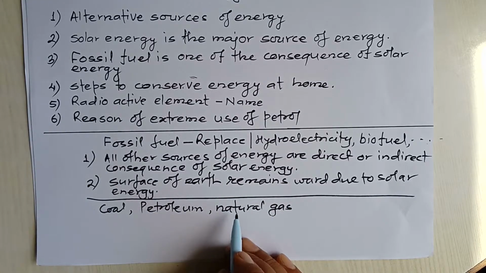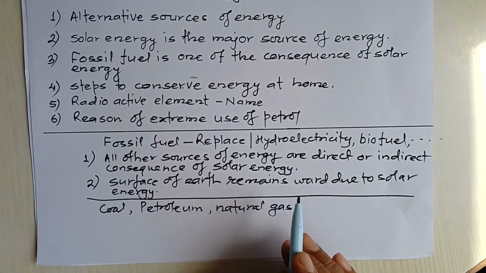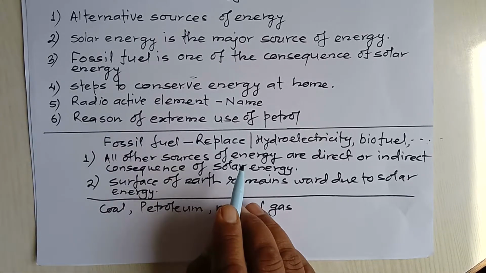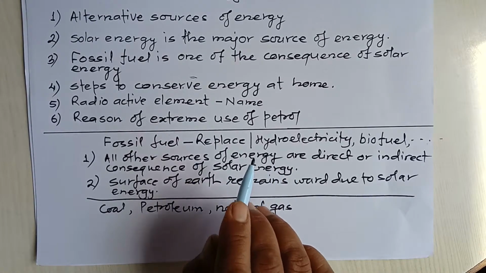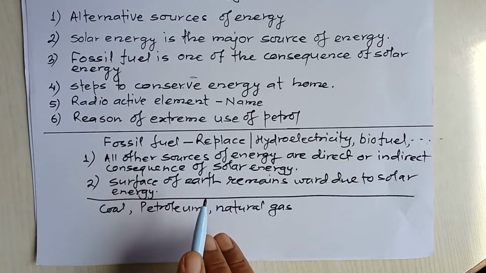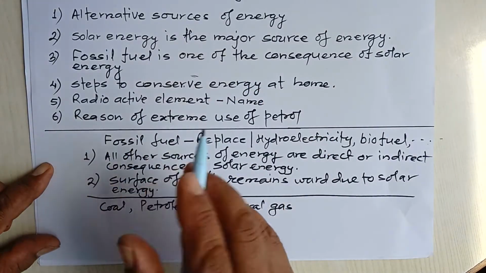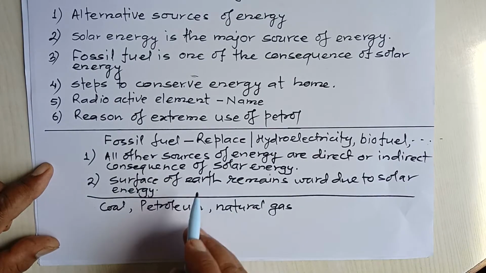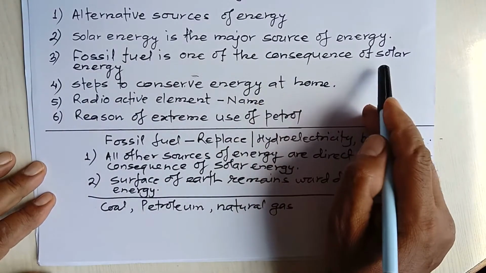Coal forms from the plant body, and petroleum and natural gas form from the plants and animals of the sea in the course of millions of years in the earth crust. Plants survive with the help of sunlight, which they require in the process of what? Photosynthesis. Animals survive by feeding on plants. Since fossil fuel forms from the fossils of plants and animals, hence it is one of the consequences of what? Solar energy. And that's why we can say that fossil fuel is one of the consequences of solar energy.